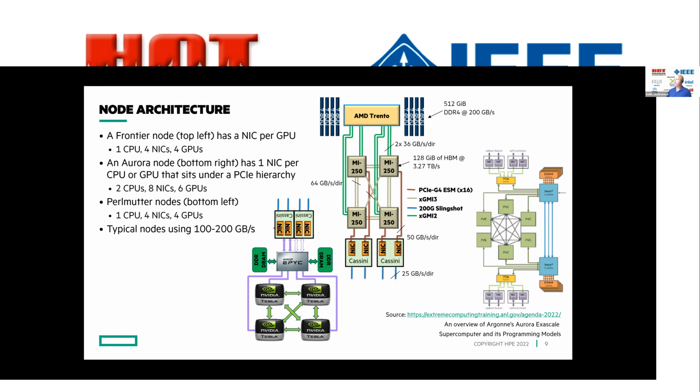So if you'll notice, every one of these nodes in these high-end systems has between 100 and 200 gigabytes per second of bandwidth coming out of it. And so just from a system level packaging perspective, it's more space efficient for us to pack 2 NICs into 1 die. And so that's why you see that 2 NIC architecture.